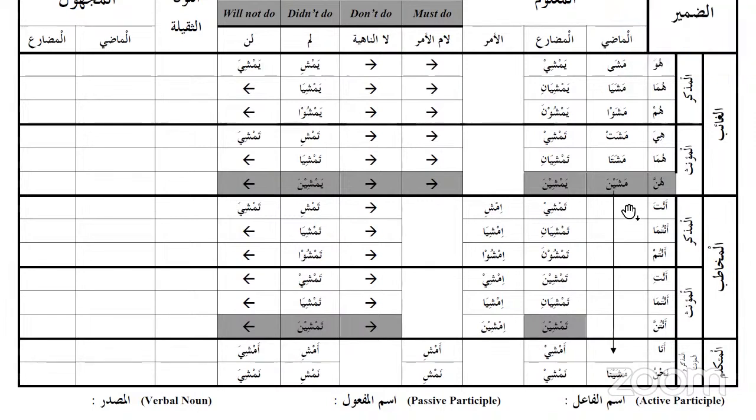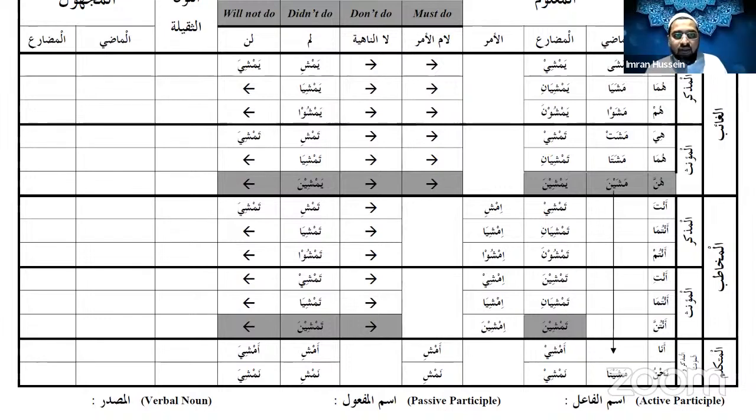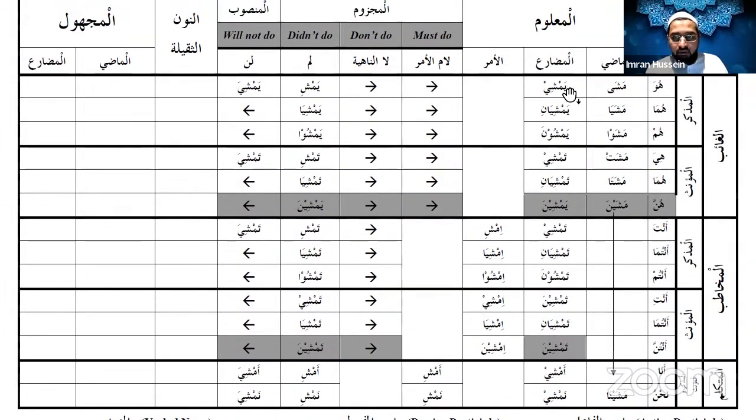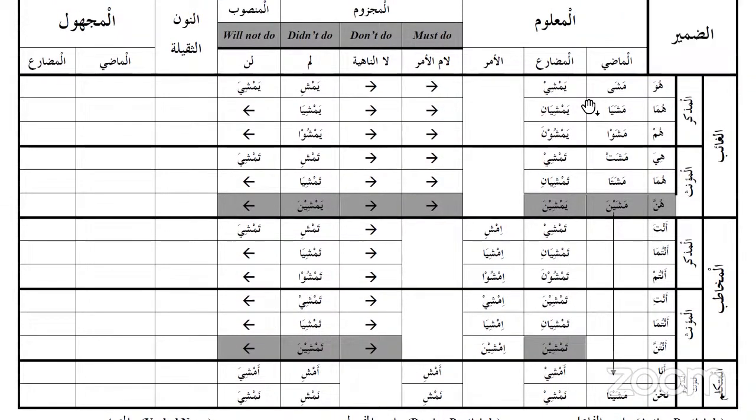Mashayta, mashaytuma, mashaytum, mashayti, mashaytuma, mashaytunna, mashaytu, mashayna. Ahsanti. So remember this one has a ya at the end now. The present tense will be yamshi, yamshiani, yamshuna, tamshi, tamshiani.